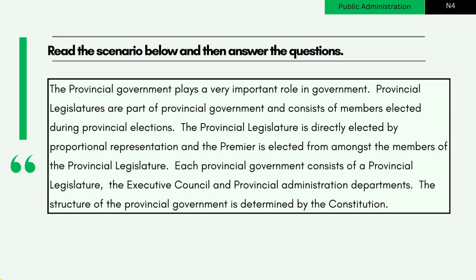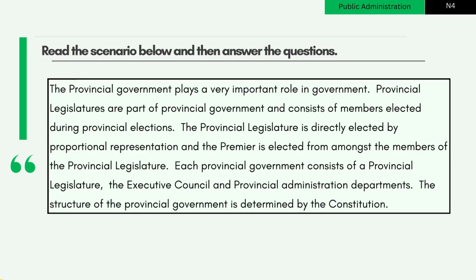Read the scenario below and then answer the questions. The provincial government plays a very important role in government. Provincial legislatures are part of provincial government and consist of members elected during provincial elections. The provincial legislature is directly elected by proportional representation, and the premier is elected from amongst the members of the provincial legislature. Each provincial government consists of a provincial legislature, the executive council, and provincial administration departments. The structure of the provincial government is determined by the Constitution.